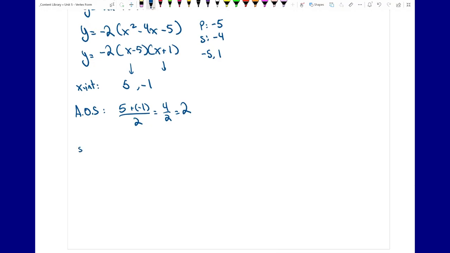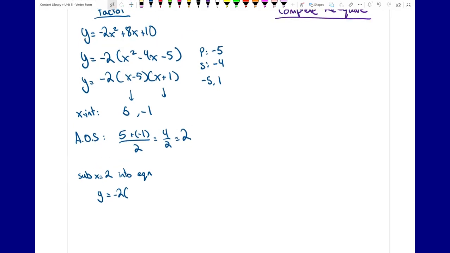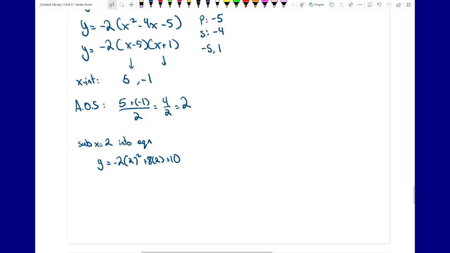Using that, I can sub x equals 2 into the equation. So y is equal to -2 times, again, it doesn't really matter what we're trying to use. So -2 times 2 squared plus 8 times 2 plus 10. And I should get 18.